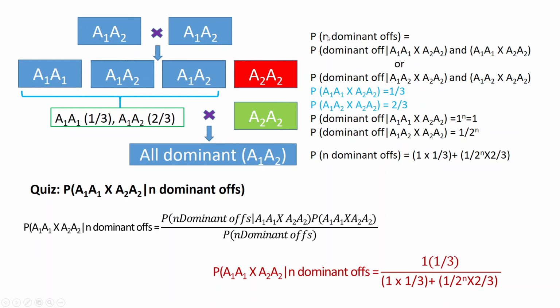So to get a probability of n dominant offspring, we have two ways you can get dominant offspring. Either crossing A1, A2 with A1, or crossing A1, A2 with A2. So we have two ways of getting dominant offspring. It's either by crossing A1, A1 by this recessive or crossing A1, A2 by this recessive.